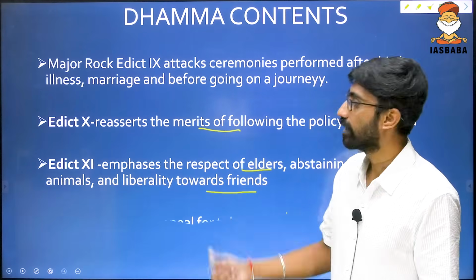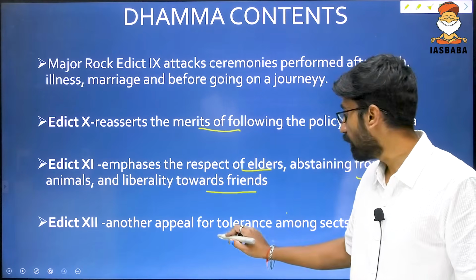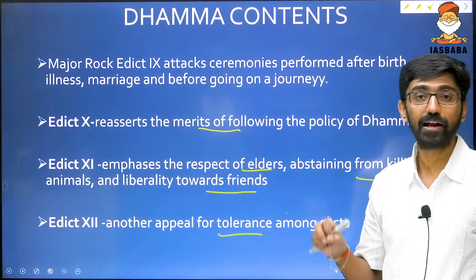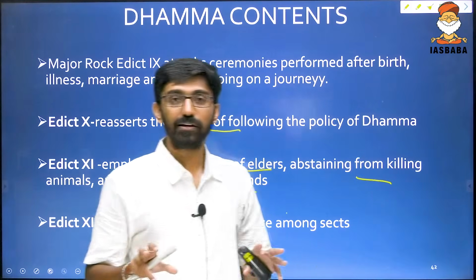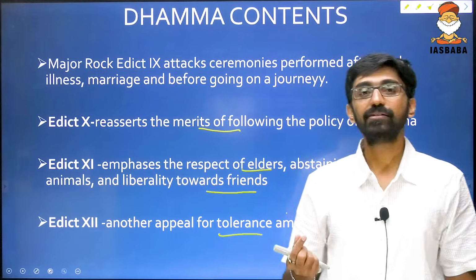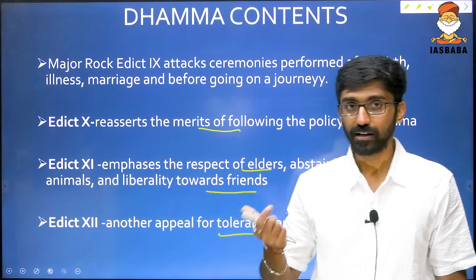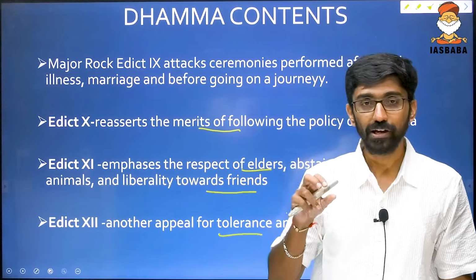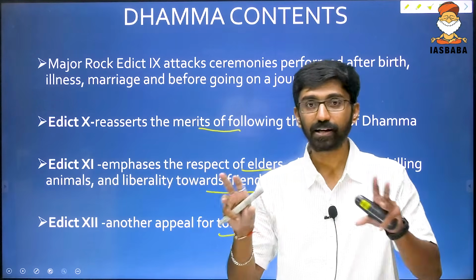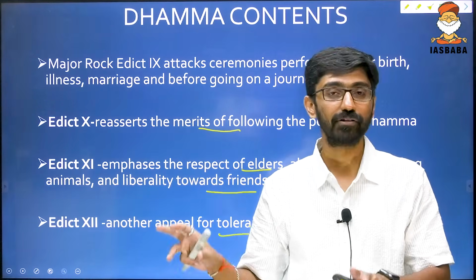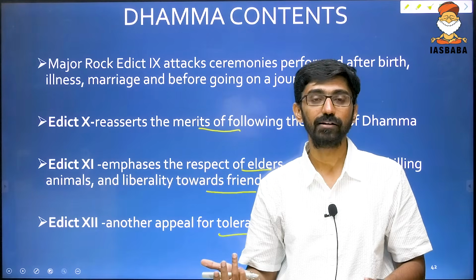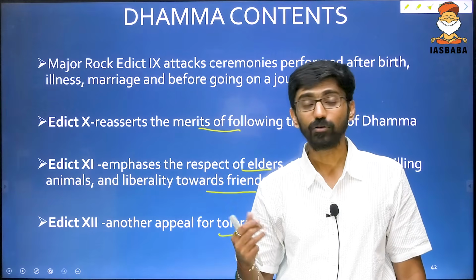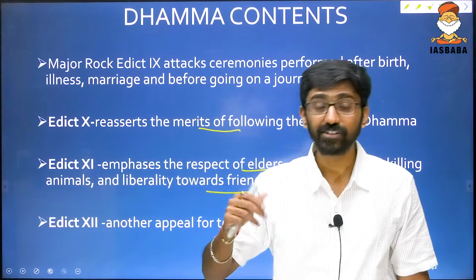So this is the 11th rock edict, and again in the 12th he is appealing for tolerance one more time. Another appeal that shows how much intolerance there was. And today also we can see there is a lot of hatred, which is highly unnecessary. What we have to do is respect each other irrespective of differences, in spite of differences. That is how societies are built. That is how nations have progressed.